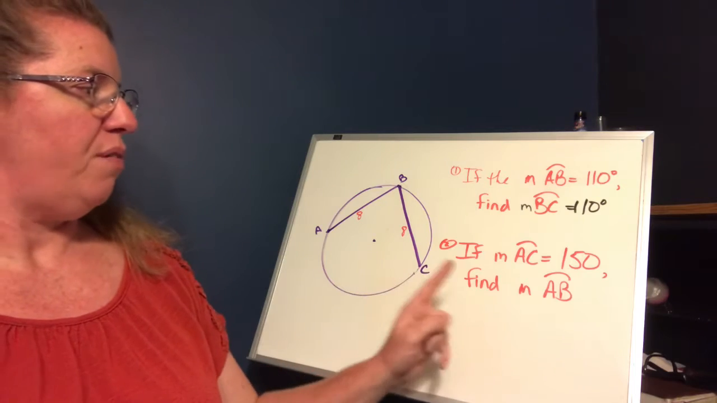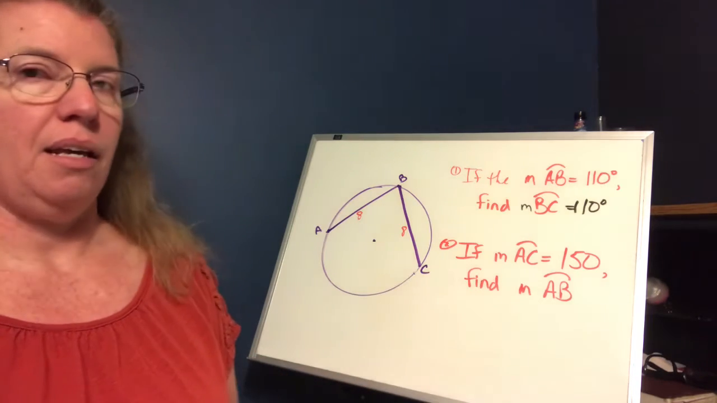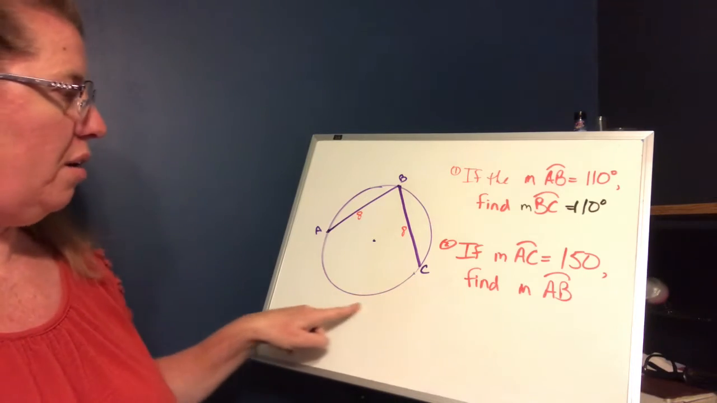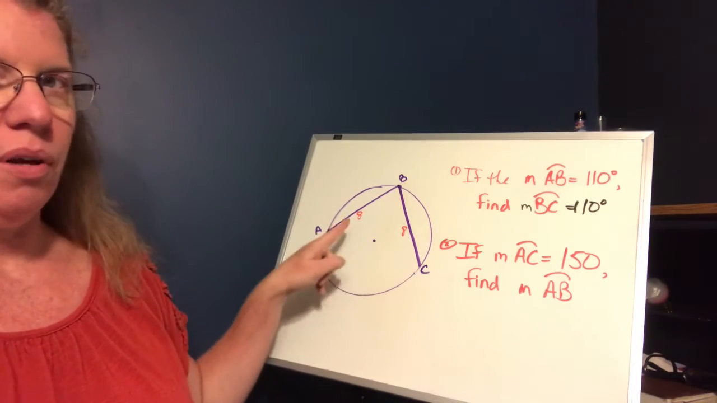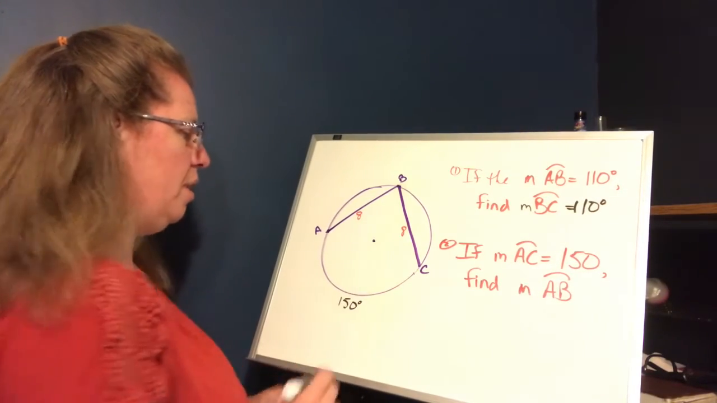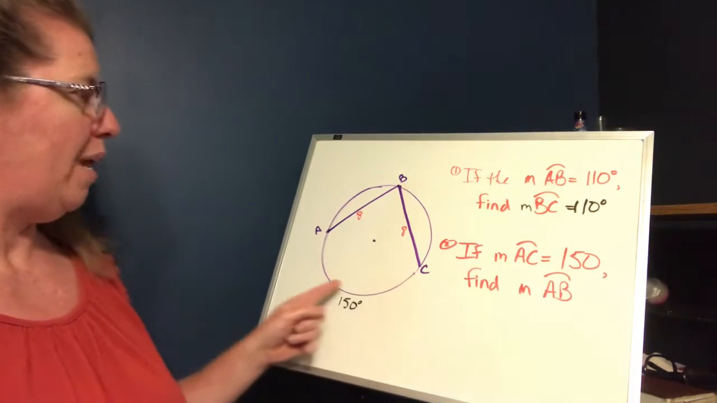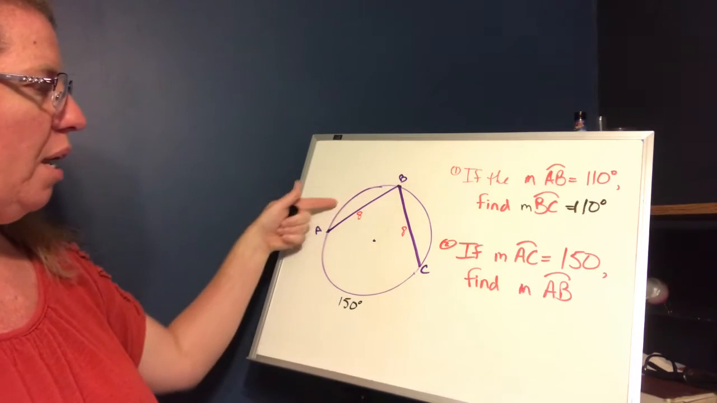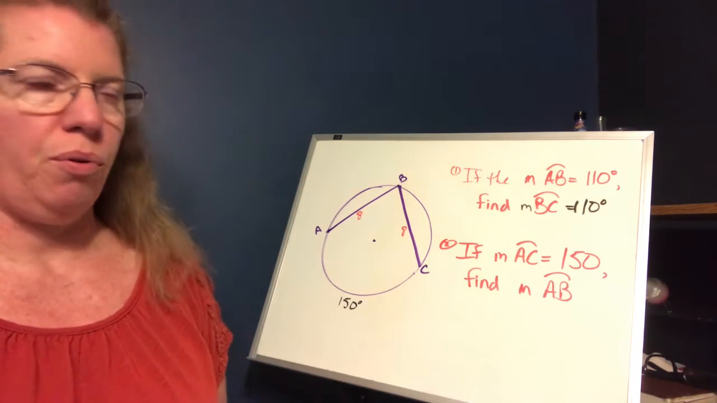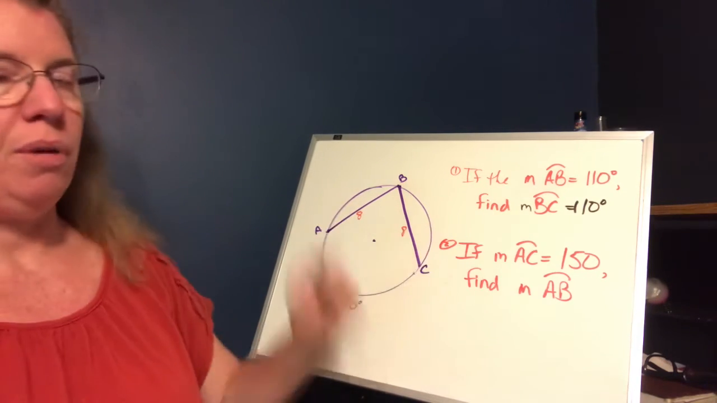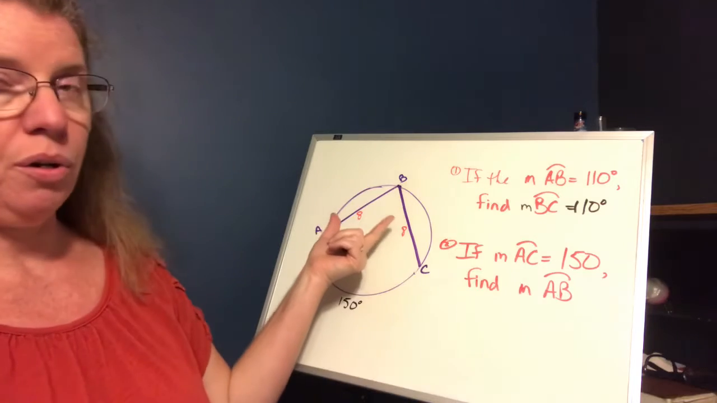This time they say the measure of AC is 150. Now AC is the distance over here. It doesn't really have anything to do with our chords. So let's put that together. We say this arc measure is 150 degrees. Can we find the measure of arc AB this time? So you've got to think this one through. We know that the measure of AB must equal the measure of BC because my chords are congruent.